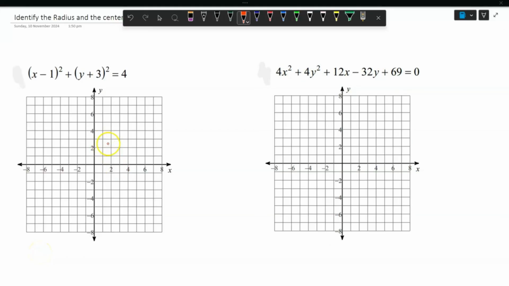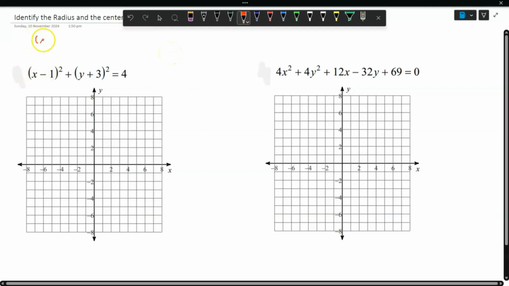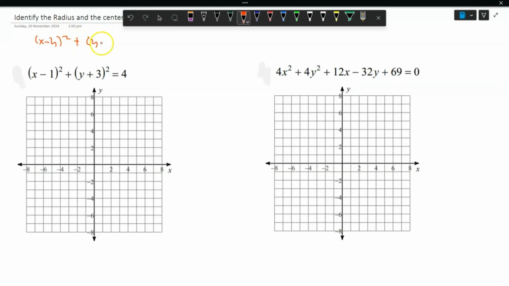So we are asked to identify the center and the radius of the circle. Take note that the standard form of the equation of our circle is just given by (x minus h) squared plus (y minus k) squared equals r squared, where h and k is our center. So center is given by h comma k, and then r is our radius.